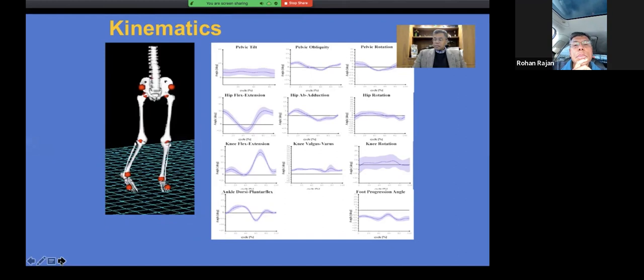Kinematics. I told you this is the motion of body segments about a joint. In order to provide kinematic graphs, we attach stickers to the bony landmarks on the patient, which are picked up by infrared cameras in order to produce these graphs. These are 2 standard deviations of, say, pelvic tilt, pelvic obliquity, or pelvic rotation in the sagittal plane, the coronal plane, and the transverse plane, respectively. And likewise, hip flexion, extension, hip abduction, adduction, and hip rotation.